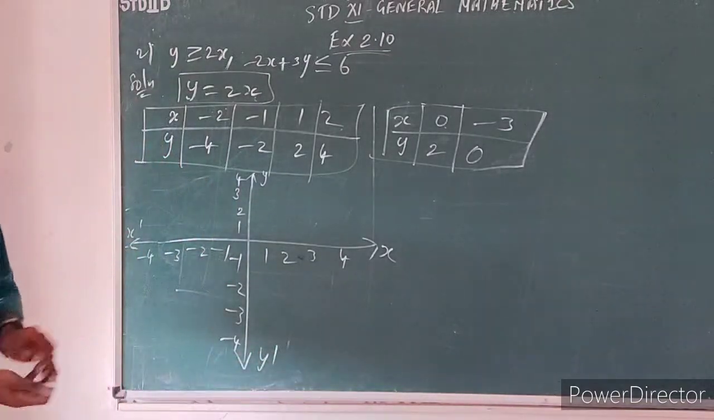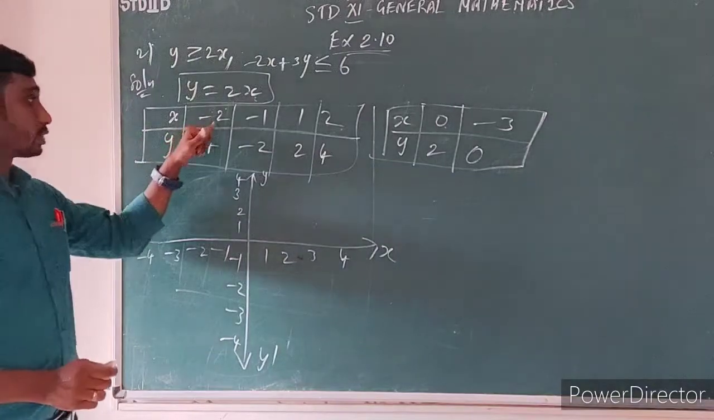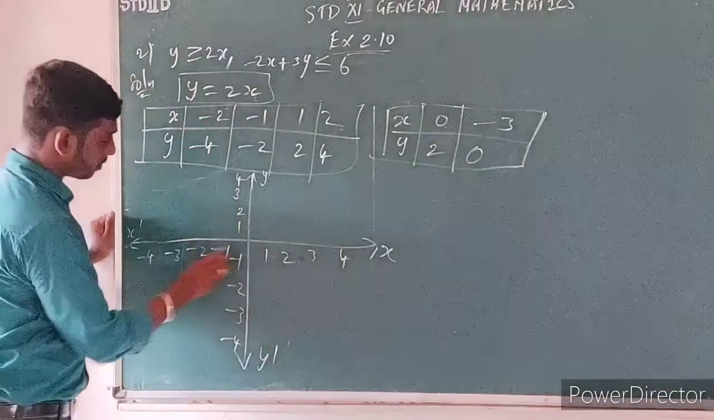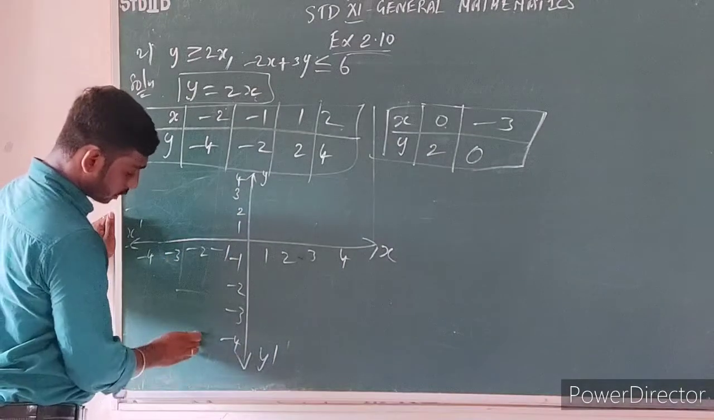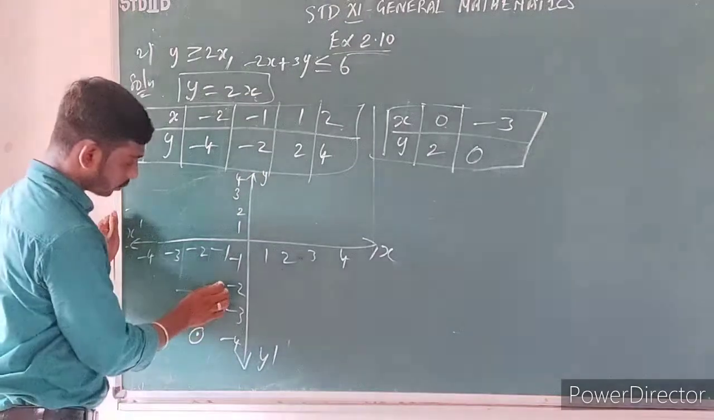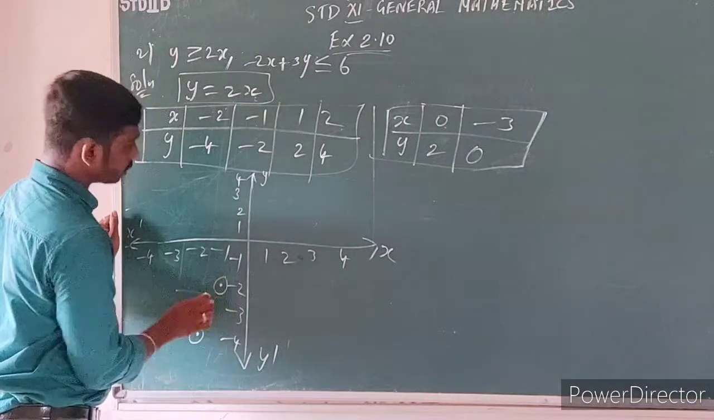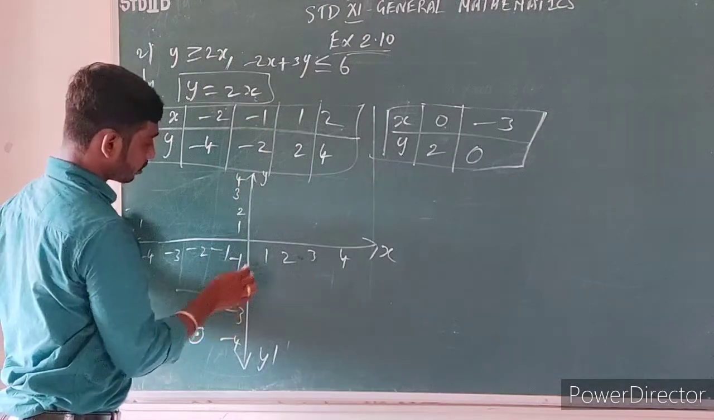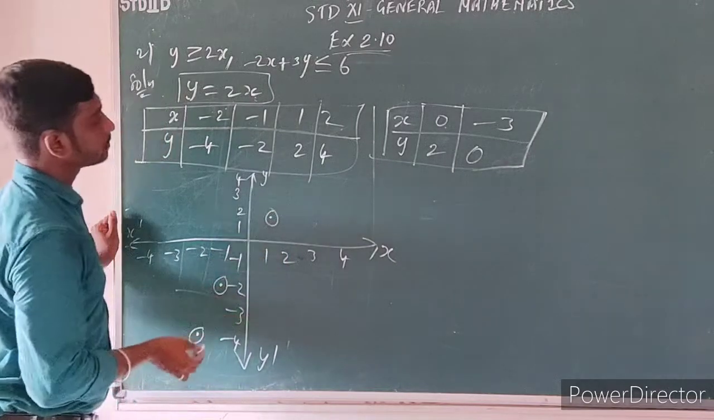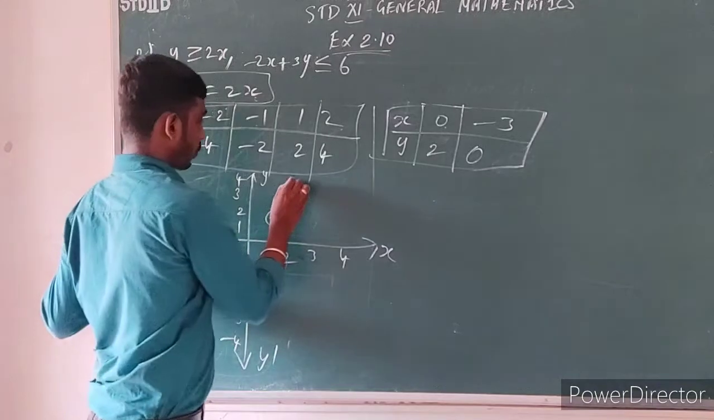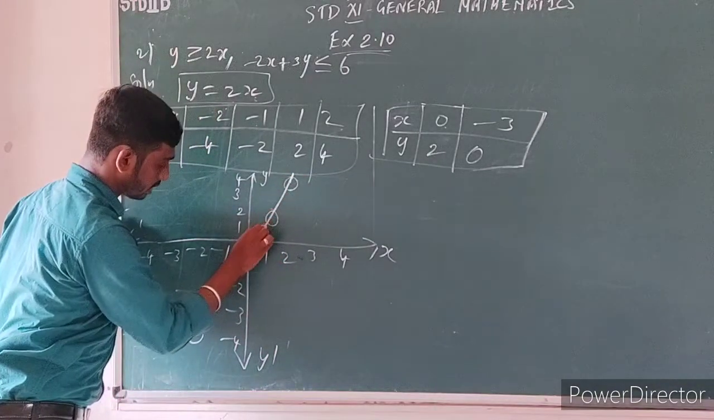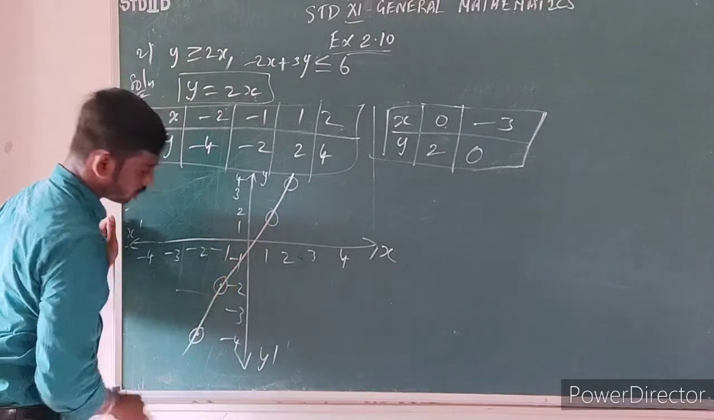So what are the plotting values here? Minus 2 comma minus 4. Let's plot this one. Minus 2 on the x axis, minus 2 comma minus 4 here. Then minus 1 comma minus 2. Then 1 comma 2, plus 1 on the x axis. 1 comma 2 here. Then 2 comma 4. Now joining the points here.